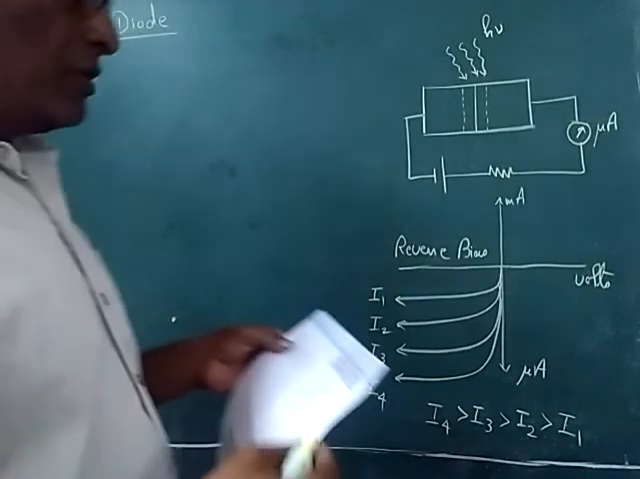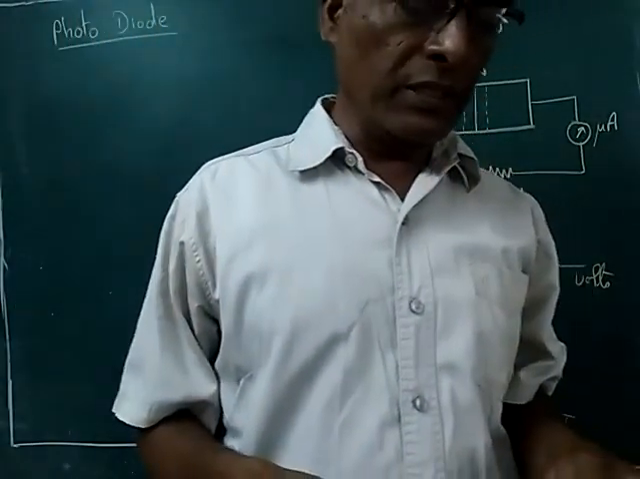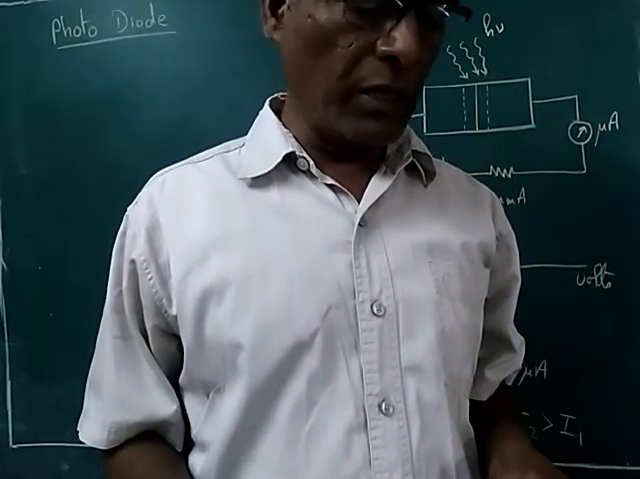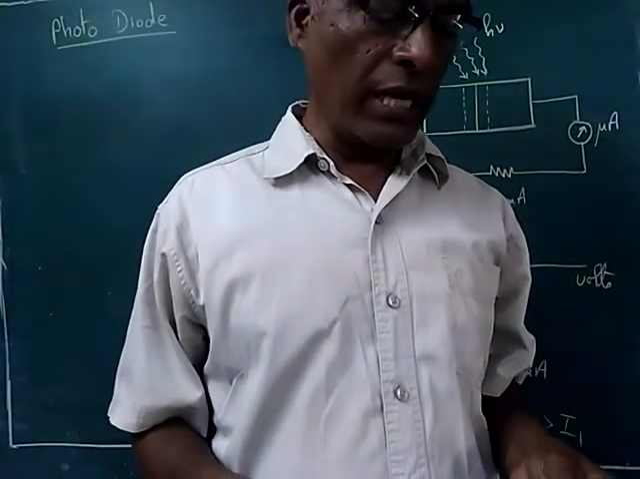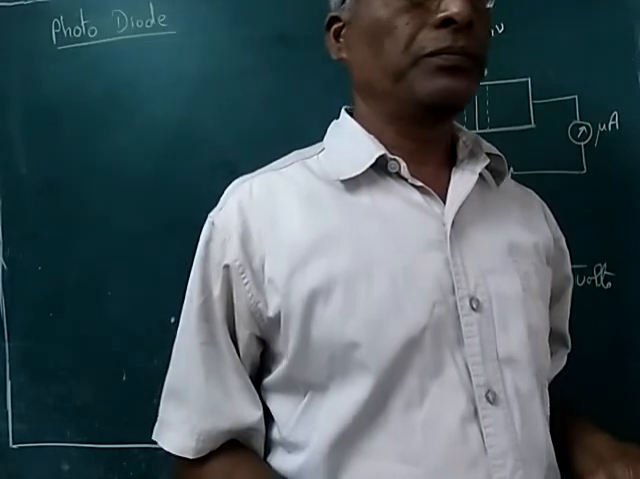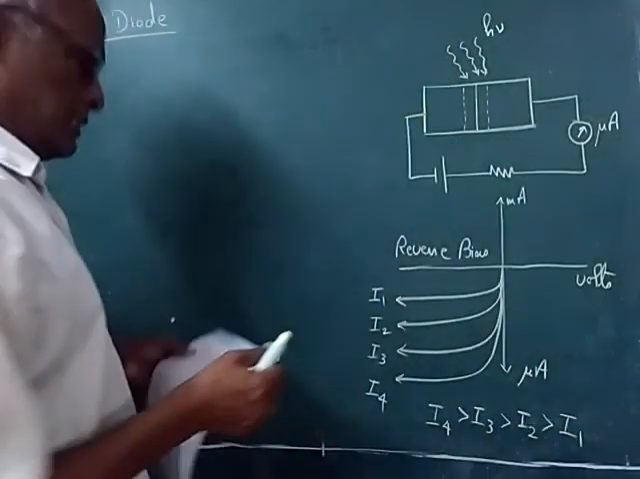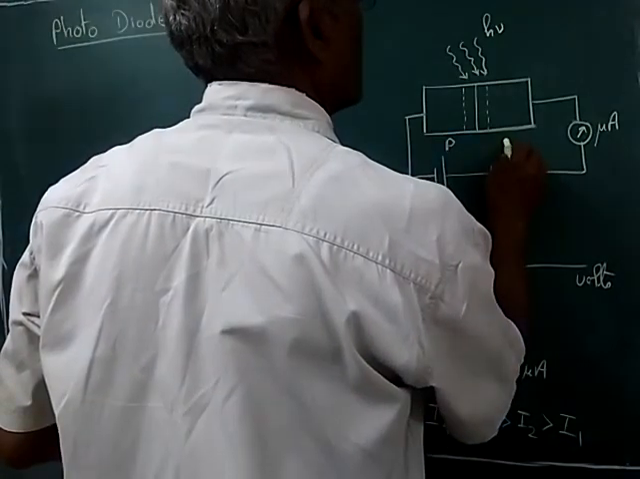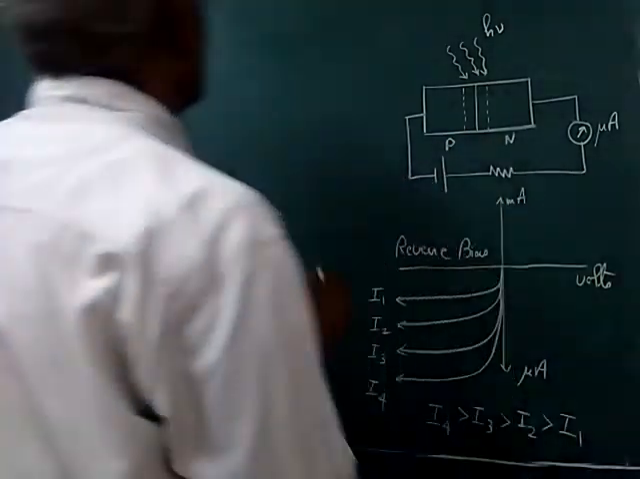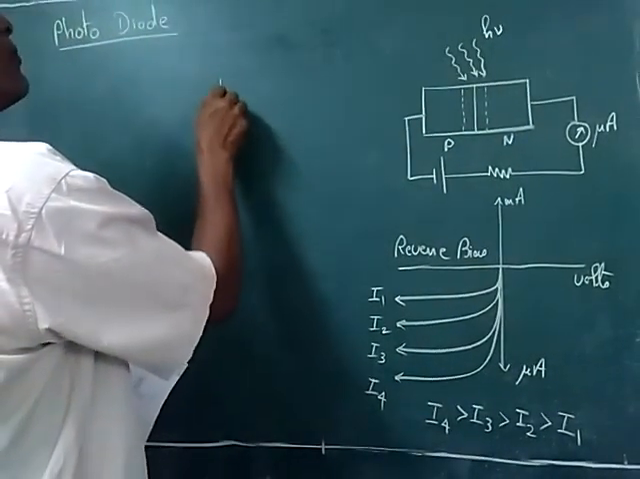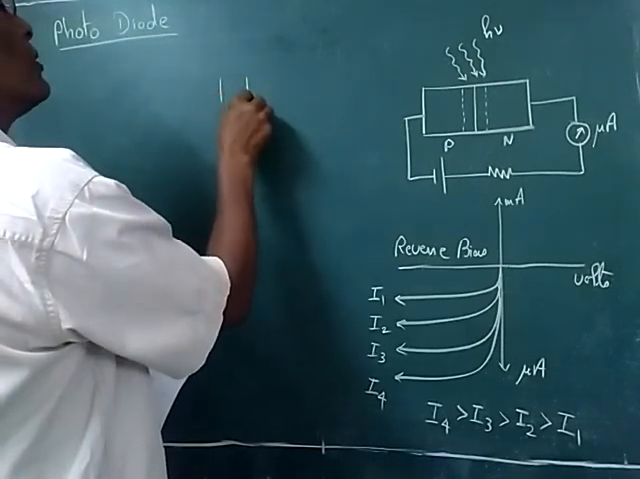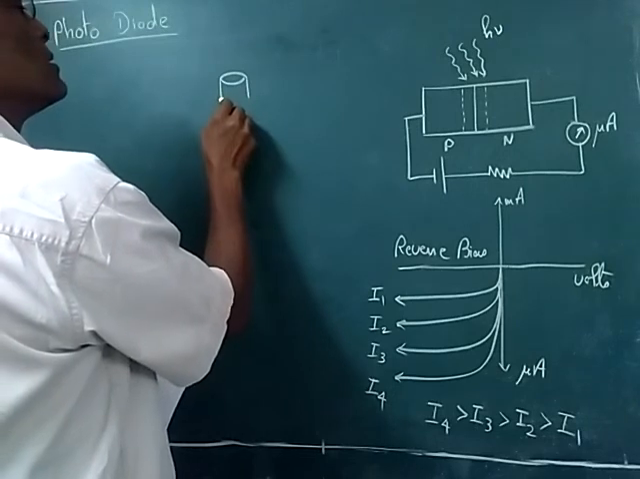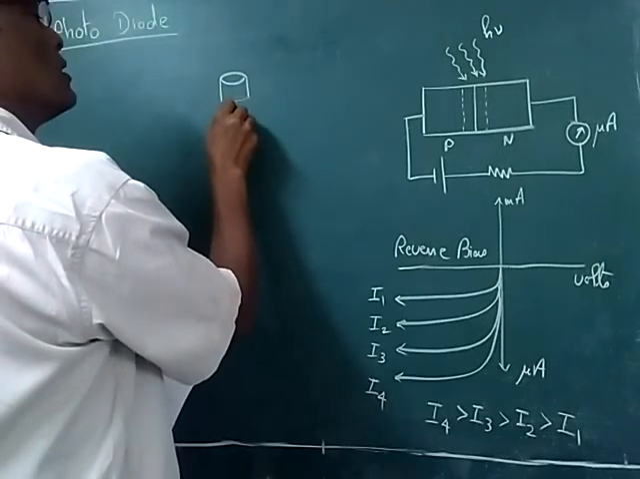A photodiode is again a special purpose PN junction diode fabricated with a transparent window to allow light to fall on the diode. So basically it is a diode. This is P-type material, this is N-type material. If you see the photodiode, there will be a lens, okay, two leads.